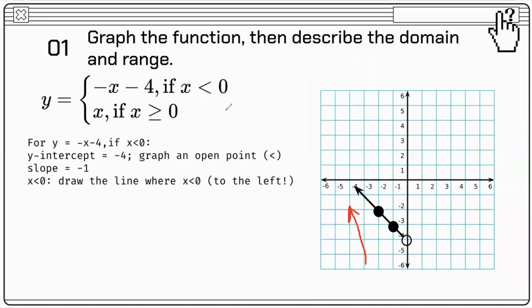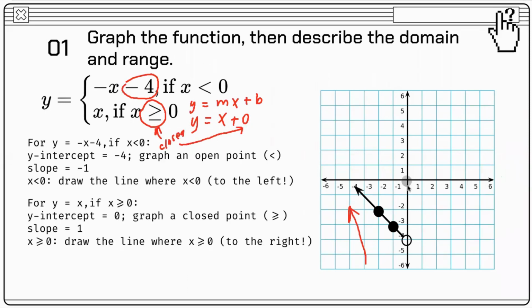And now we can move on to the second part of our piecewise function, which is y equals x if x is greater than or equal to 0. Now y equals x doesn't really look like it's in y equals mx plus b form, but this just has a y-intercept of 0. If there's no y-intercept stated like negative 4, then you can automatically know that it's just at 0. So looking at our inequality symbol, we see we have greater than or equal to. This means that we have a closed point at our y-intercept of 0. So if you plot that, it would be right here.